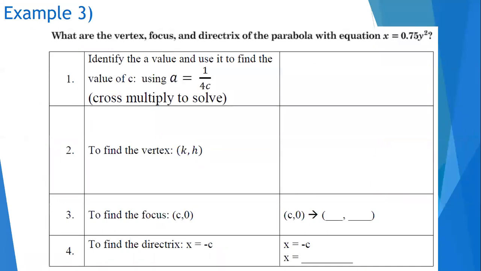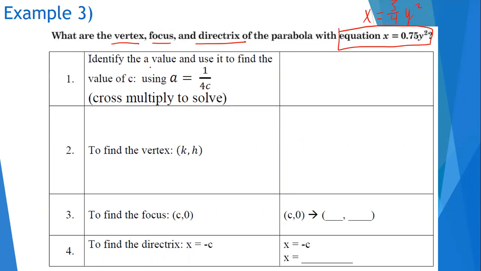Level 2. So here it wants us to find the vertex, the focus, and the directrix of a parabola with the equation x equals 7/500 y squared. So they're giving us our equation, and we want to find the information. So the first thing we're going to do is write our equation as a fraction. So we have x equals 3/4 y squared. We agree?